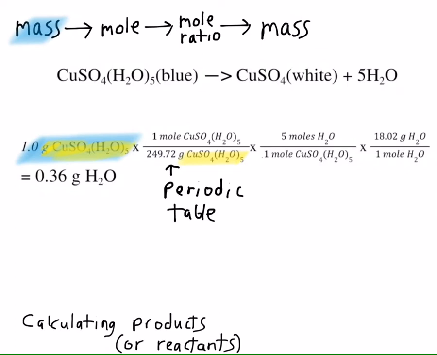Okay, and then the next step in mass, mole ratio, mass is moles. So moles go on the top, and the chemical does not change. Whatever chemical is here is also here. Chemical does not change. And then the number that goes with moles when you're using the molar mass is always 1.